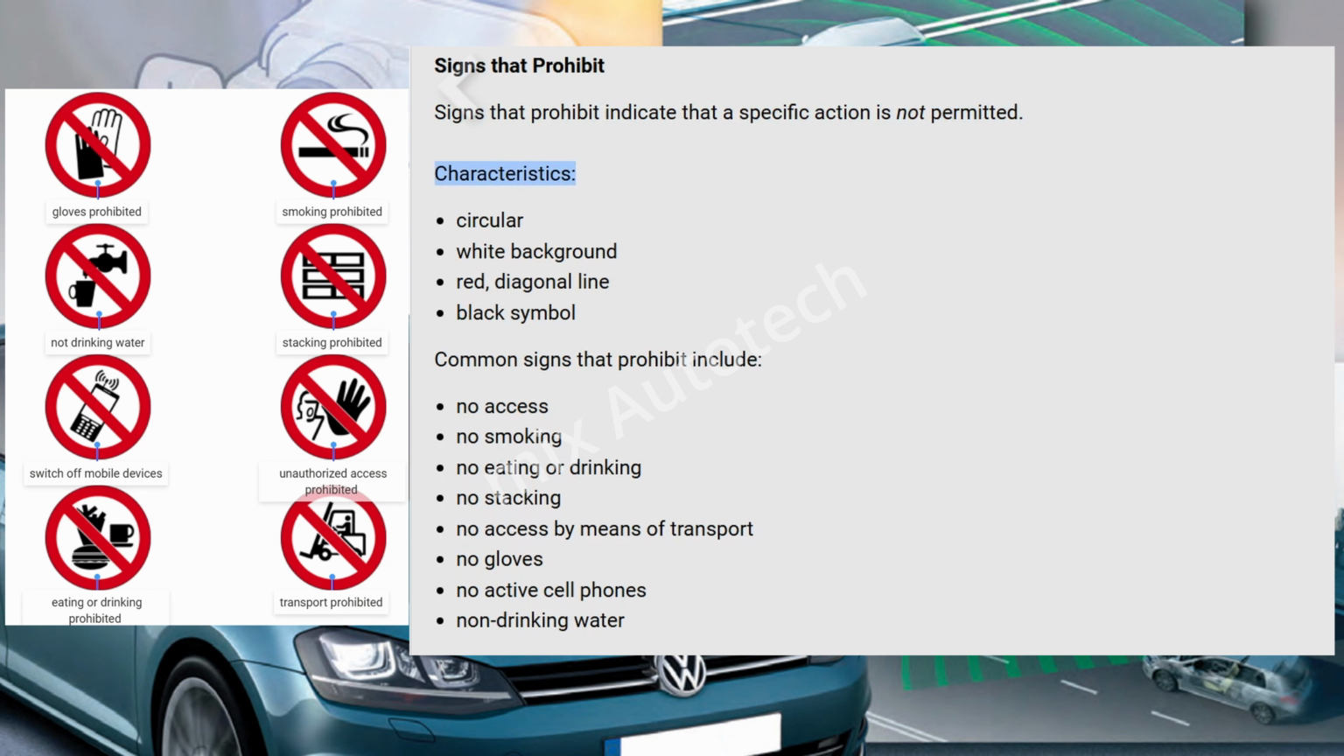Characteristics. Circular. White background. Red, diagonal line. Black symbol. Common signs that prohibit include no access, no smoking, no eating or drinking, no stacking, no access by means of transport, no gloves, no active cell phones, non-drinking water.